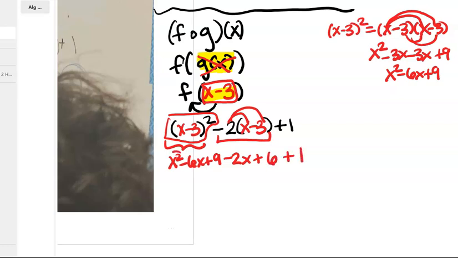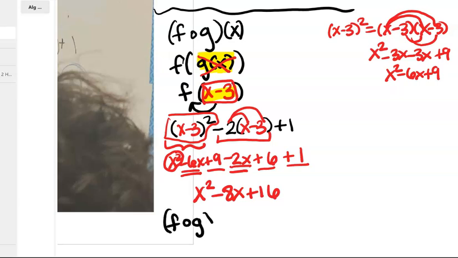And now we'll focus on combining like terms. So x squared is the only x squared. There's a minus 6x and a minus 2x, which will add up to a minus 8x. And then there's a 9 plus 6 plus 1, which adds up to 16. So this tells us that when you combine f and g of x in this way, as f of g of x, you get a new expression, which is x squared minus 8x plus 16.